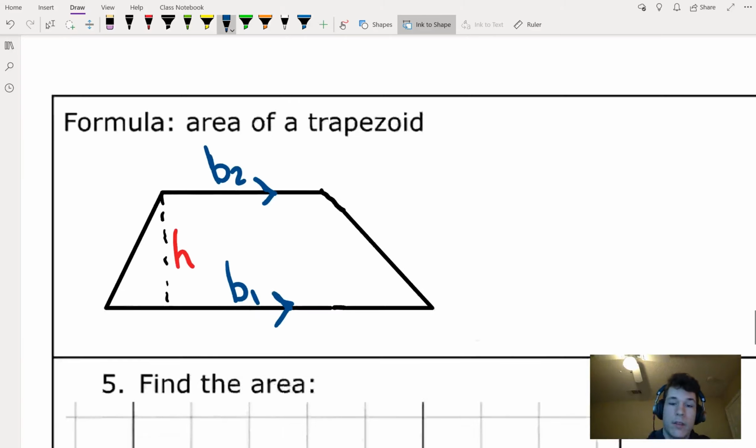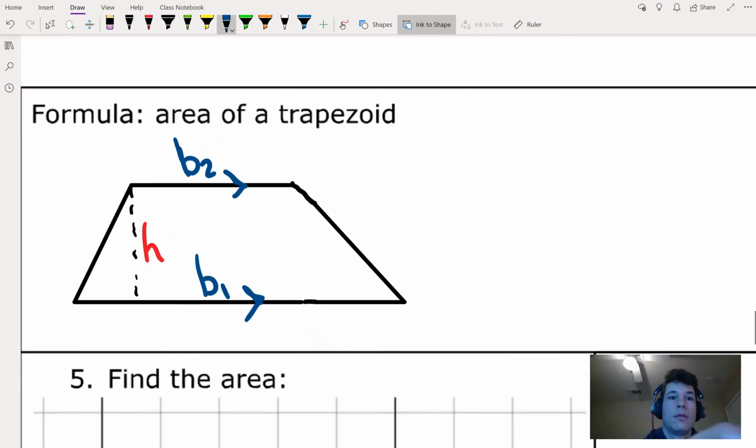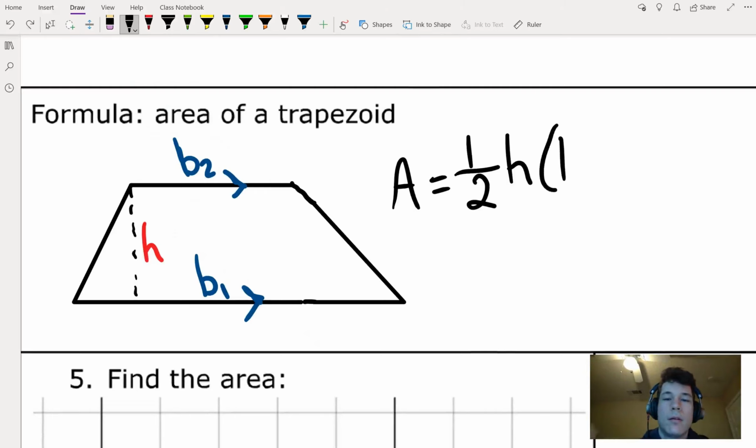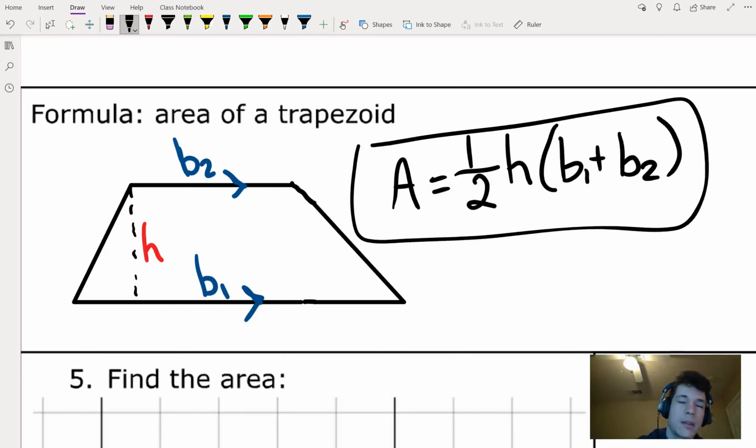The formula for a trapezoid, area is equal to 1/2 times the height times the bases added together. Okay, so essentially what you can do is add up the two bases, multiply it by the height, divide the whole thing by 2, and that will give you the area. This is a pretty important formula. It'll make this a lot faster. Yes, you could divide it up into 3 different shapes, but this formula will get you the answer much quicker than deconstructing the problem like that.